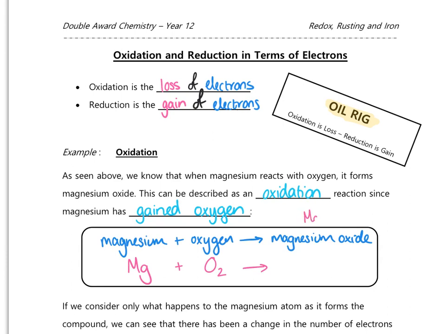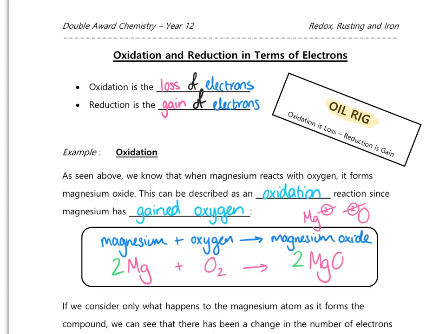Magnesium oxide, we need to do swap and drop. So magnesium's in group 2, has a valency of 2. Oxygen is in group 6, so it has a valency of 2. Those cancel out, and so we just have MgO. This needs to be balanced. We've got 2 oxygens on the left, but only 1 on the right, so I need to put a 2 in front of my magnesium oxide. That gives me 2 magnesiums, so I need to put a 2 in front of my magnesium on the left.